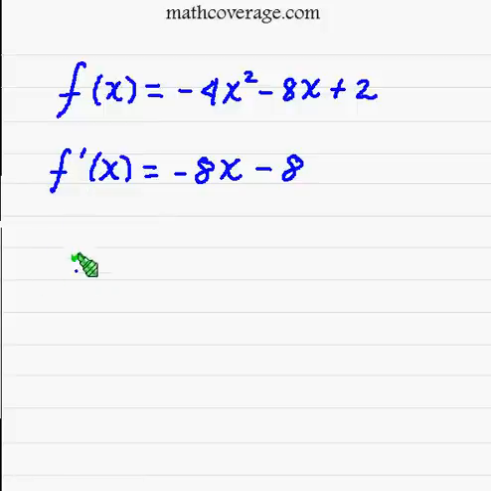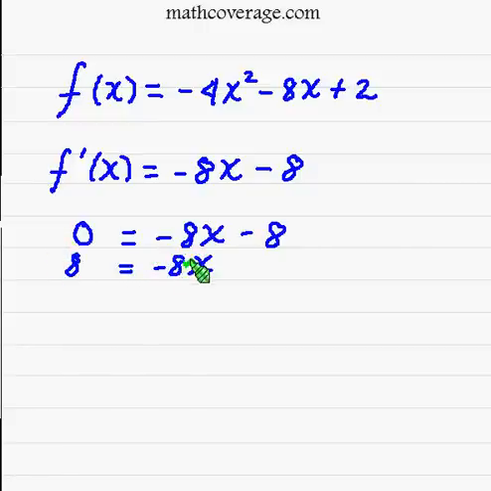All right, then what we're going to do is set it equal to 0, and solve for x. And so we take the 8, bring it over, x is positive 8. Then we multiply both sides by negative 1/8. And therefore, x, just write it over here, x will be equal to negative 1.